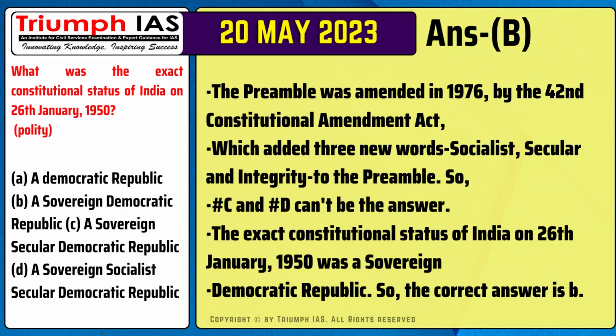The correct answer is option B. Number 1. The preamble was amended in 1976 by the 42nd Constitutional Amendment Act. Number 2. Which added 3 new words: socialist, secular and integrity to the preamble. So, number 3. Options C and D can't be the answer. Number 4. The exact constitutional status of India on 26 January 1950 was a sovereign, number 5. Democratic Republic. So, the correct answer is B.